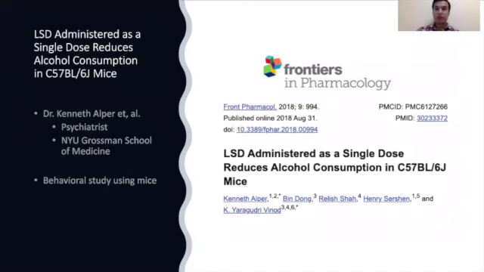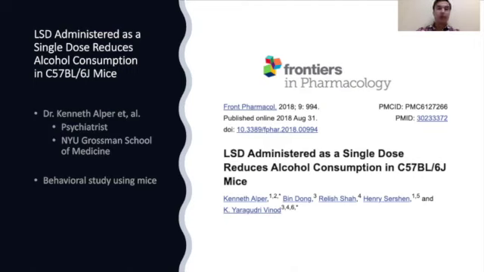So now I'm going to talk about the paper that I have chosen to present. The study was LSD administered as a single dose reduces alcohol consumption in C57BL-6J mice by Kenneth Alper et al. For those of you who do not know, C57BL-6J mice are an inbred mouse strain originally developed for the study of anti-tumor activity and immunology, and they have been commonly used for other tests as well, such as mine.